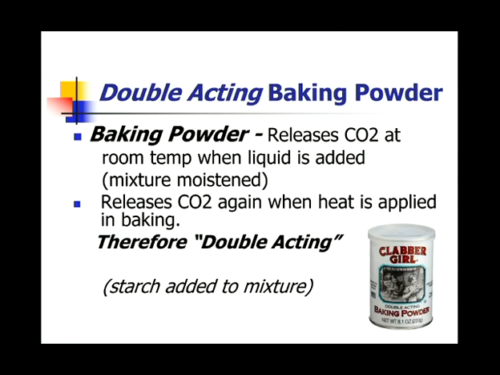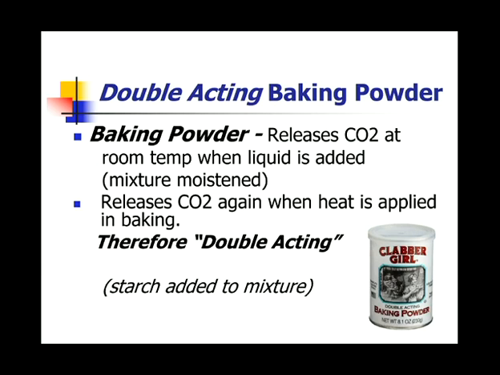When you mix the dry ingredients of flour, sugar, and all that in with liquid, once you get it wet, the carbon dioxide already comes off. You already have the leavening agent. When you make cake, you see the bubbles already starting to form inside. So that's the first stage. That's why it's called double acting. That's the first acting. Once the liquid is combined with the powder, carbon dioxide already is formed.